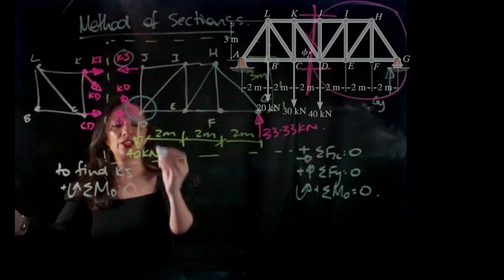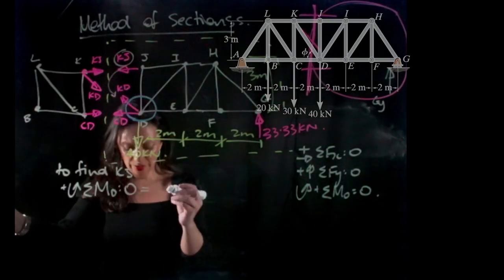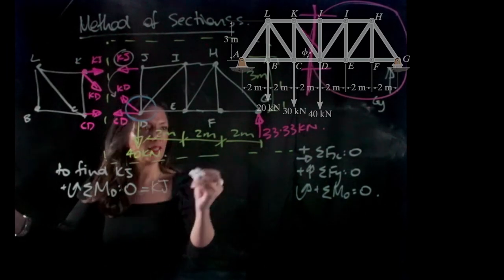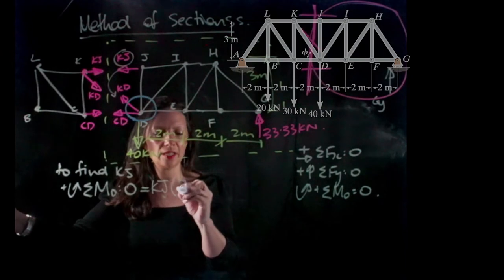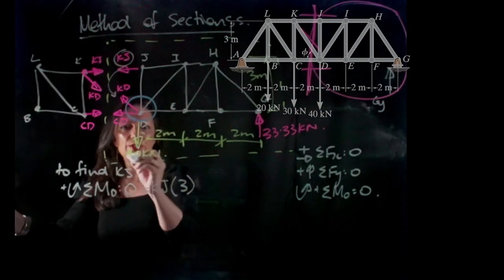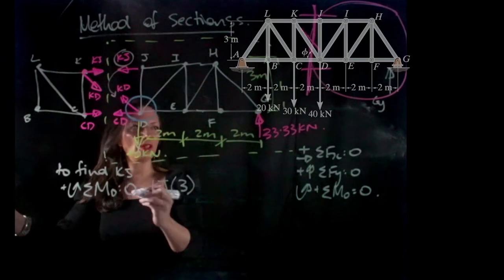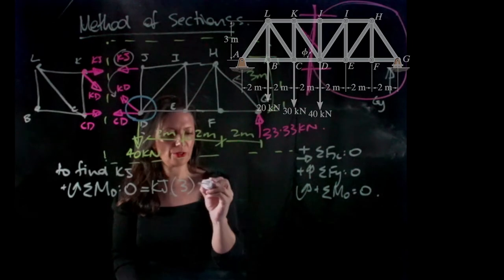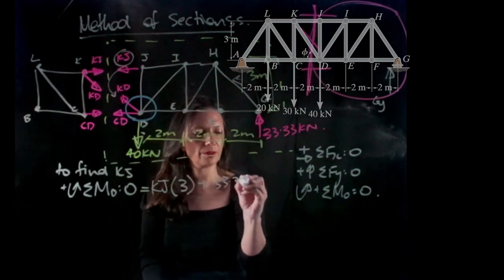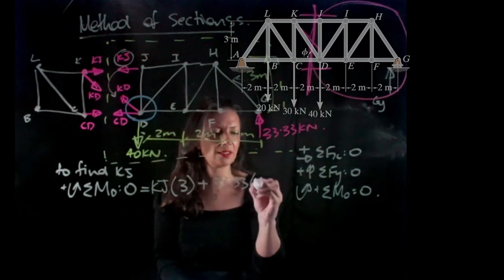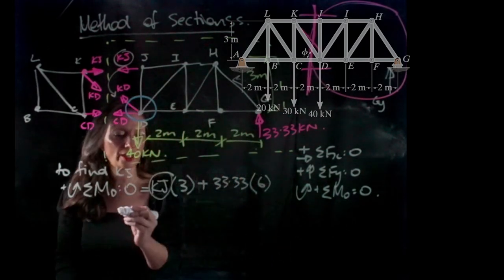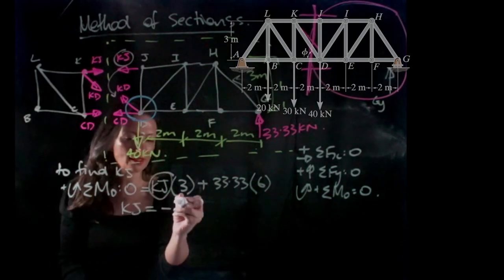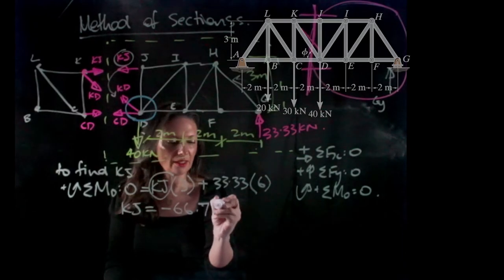We have JK, and that's going in the positive direction. So KJ, and my perpendicular distance is 3 meters. This force is going to go to 0 because it's acting through the point, and this is going to go in the positive direction also. So plus 33.33, and my perpendicular distance is 6 meters. So I can solve for JK. So KJ is going to equal minus 66.7 kilonewtons.